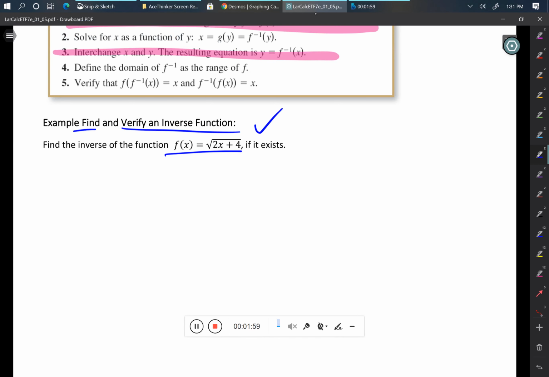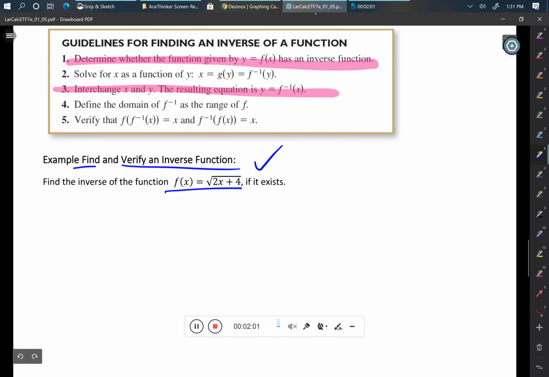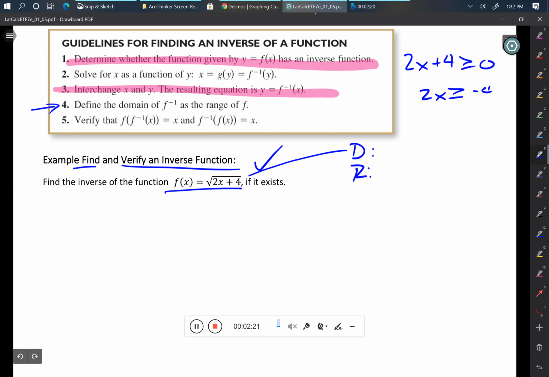Now, I'm going to do something that's not listed in the directions from the textbook here. Because I know what's going to happen down here, I'm going to go ahead and figure out something right here. What's the domain of this thing? And what's the range of this thing? Right? Now, the domain of this thing is going to be when is 2x plus 4 greater than or equal to 0, which is when 2x is greater than or equal to negative 4. So that's when x is greater than or equal to negative 2. So my domain is the set of all x such that x is greater than or equal to negative 2.